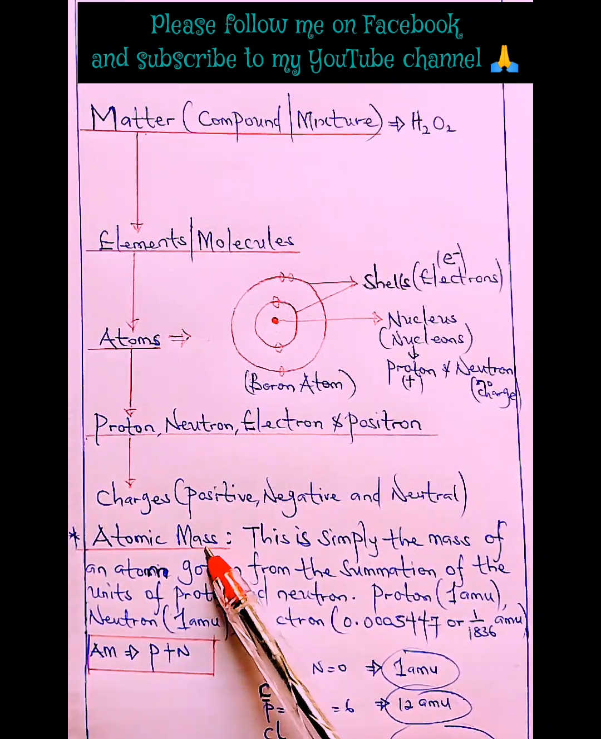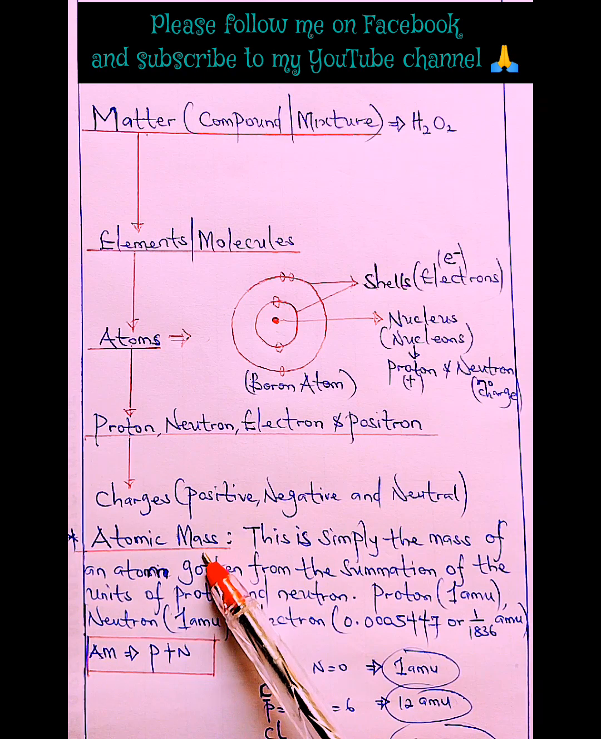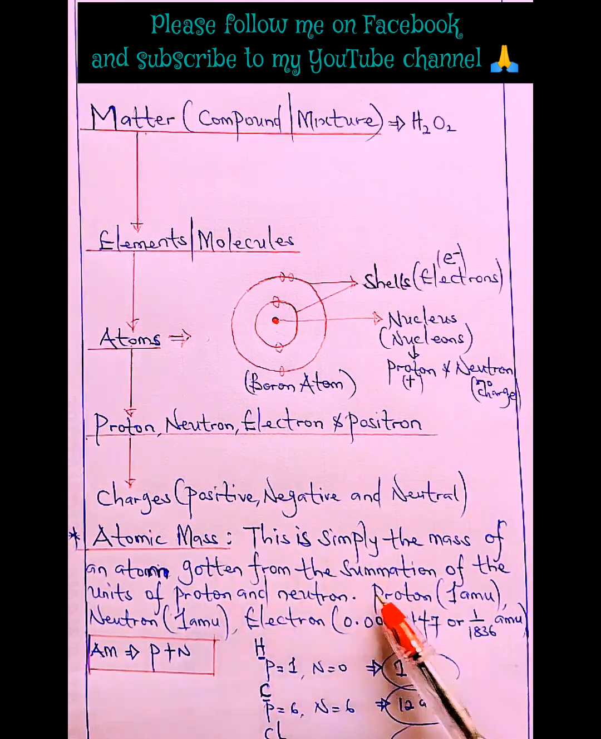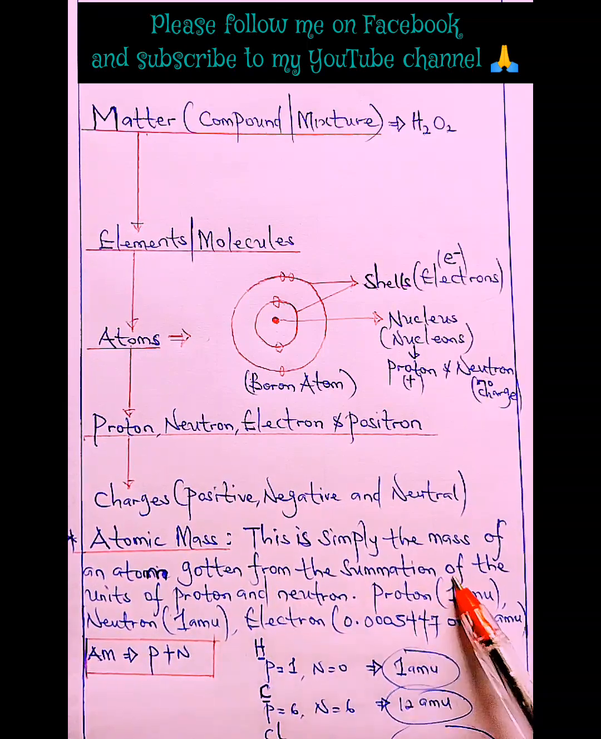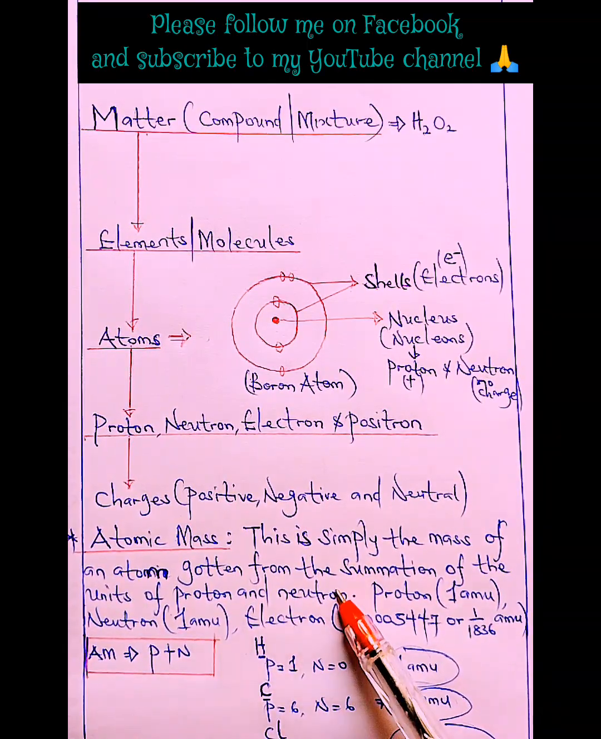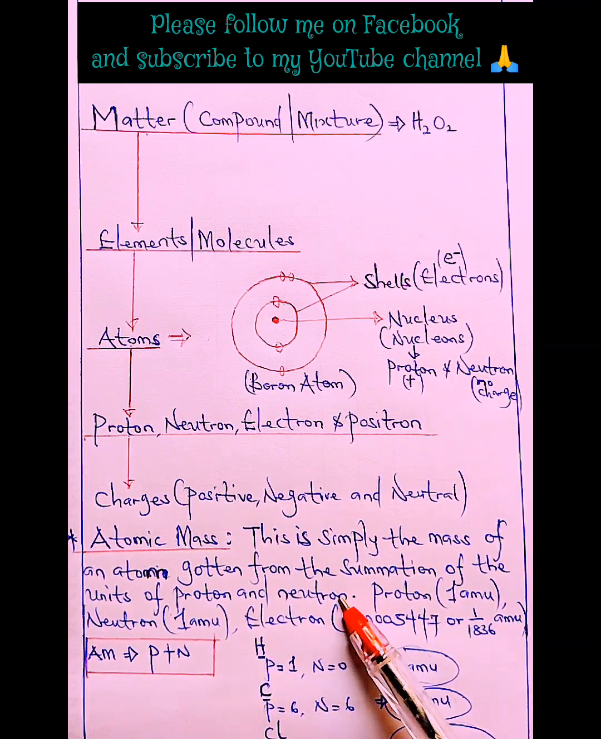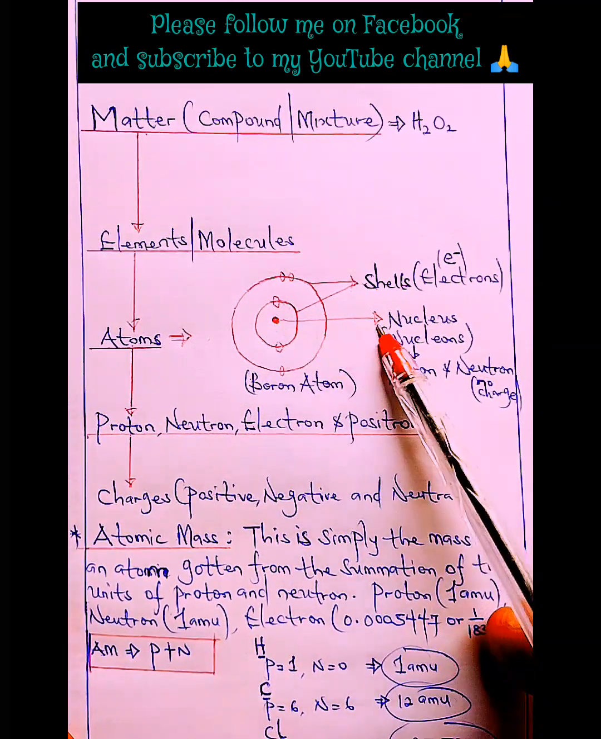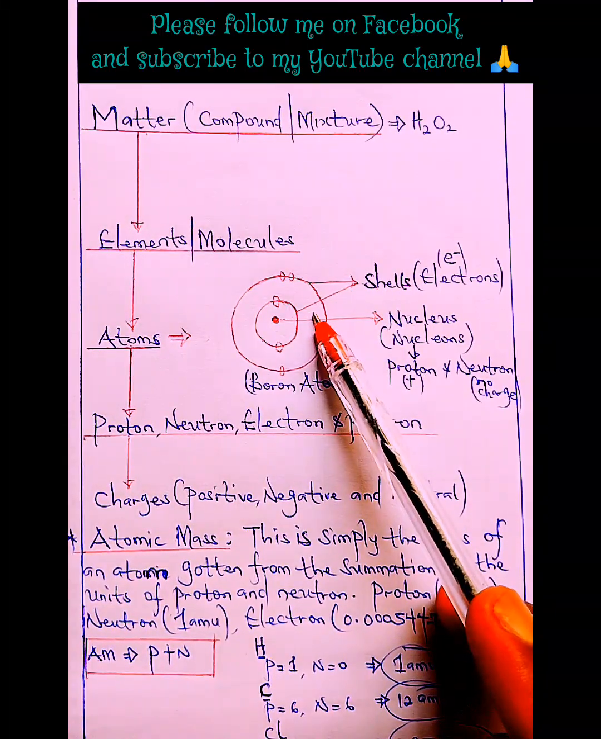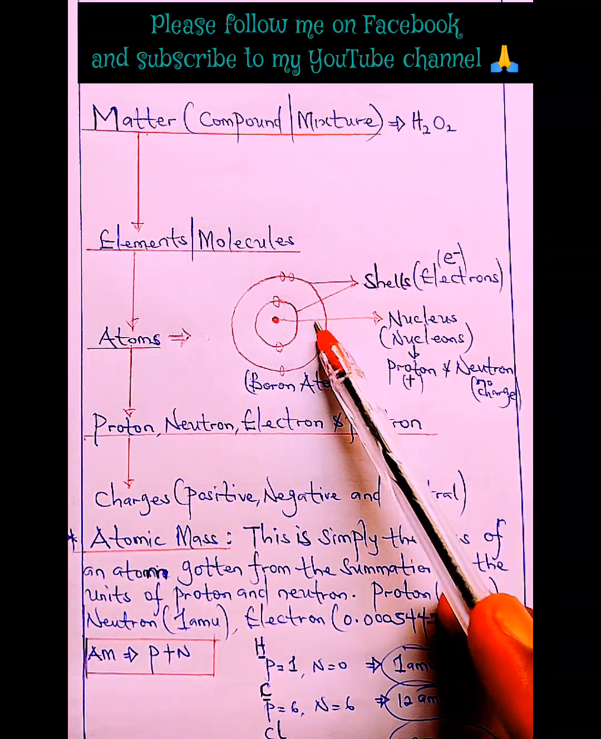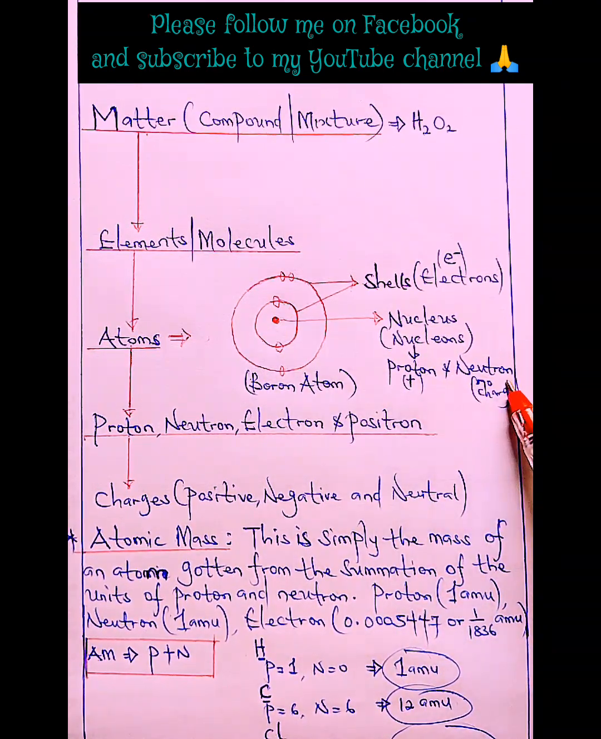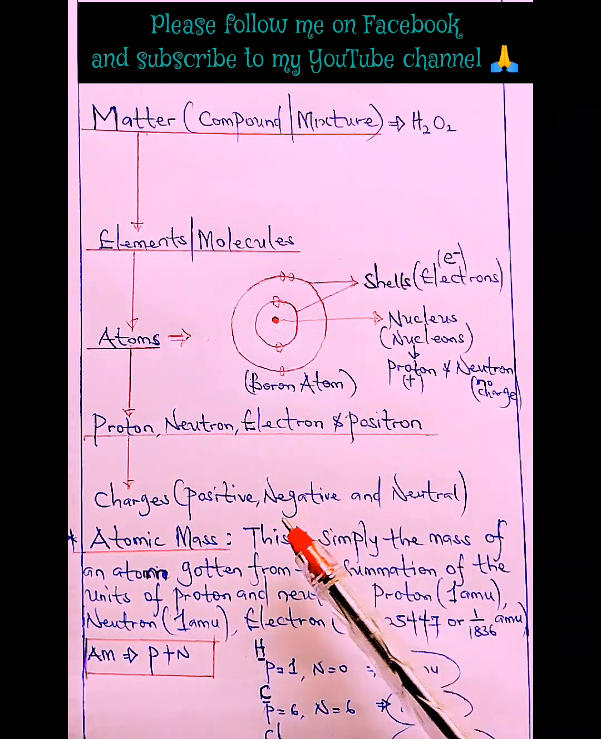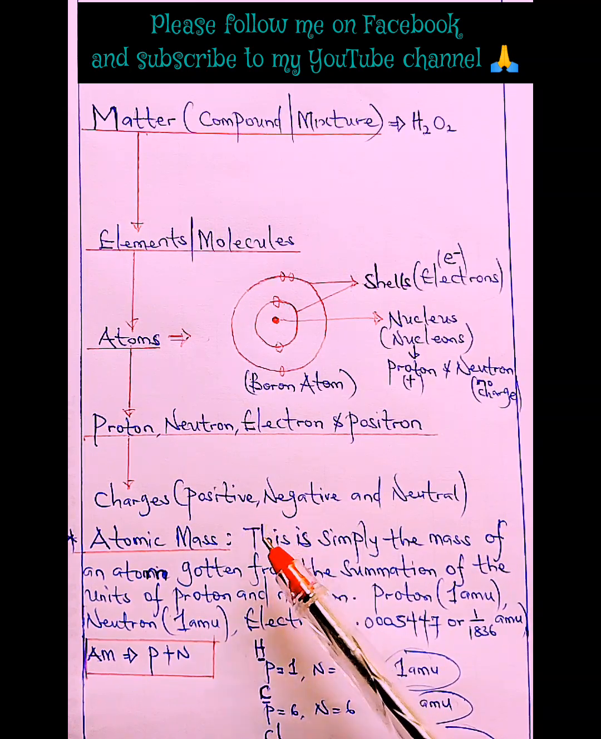What does the mass of a given substance mean? Atomic mass, I beg your pardon, is simply the mass of an atom gotten from the summation of the units of proton and neutron. So the mass of an atom is gotten when we combine proton and neutron together. It cannot be gotten by considering electrons. To get the mass of an atom, we mainly consider the nucleus, that is the proton and the neutron, which we put together to give us the heaviness or the mass of a given atom.